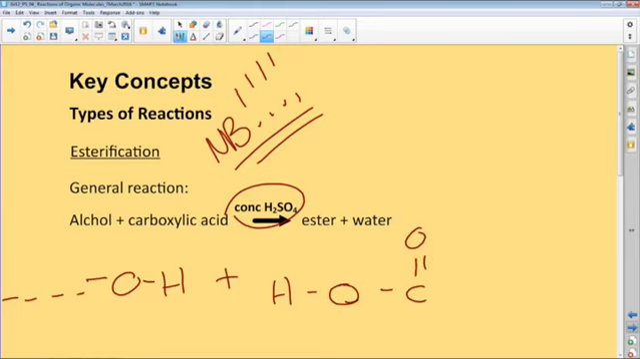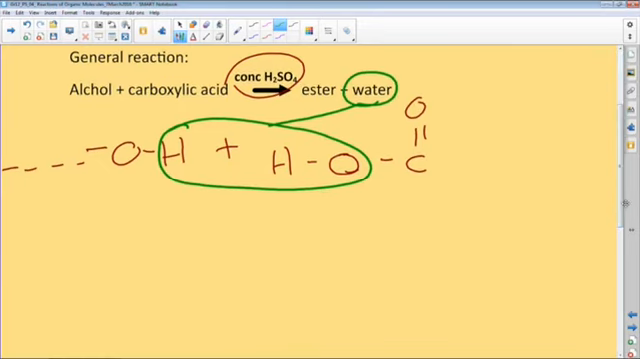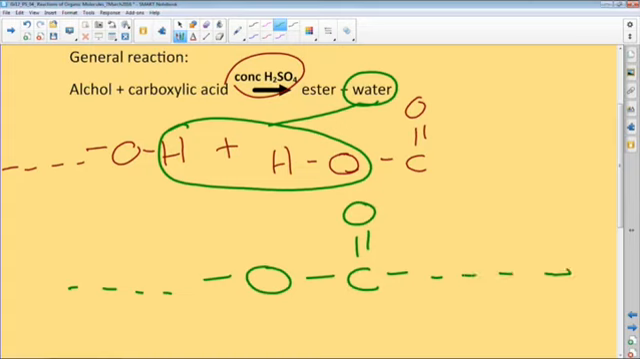Okay, and what happens here is this hydrogen comes off, bonds with that OH from the acid, okay? That creates the water. That leaves space for the ester bond. So whatever carbons were here, then we have the O, then we have the C, then we have the double bond, and then we have the rest, okay? The nice thing about esterification is you name it from the alcohol and the carboxylic acid.